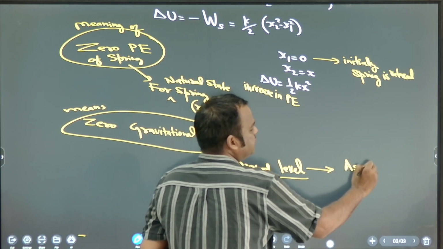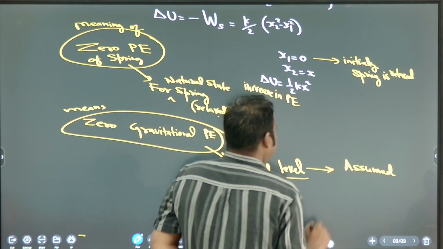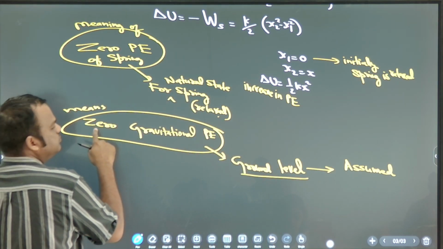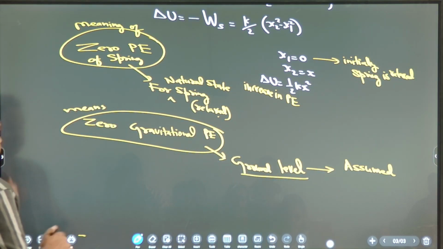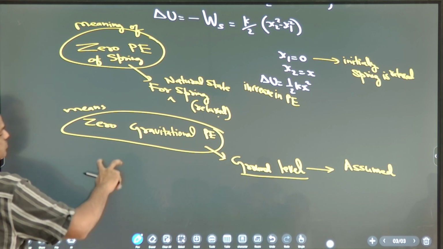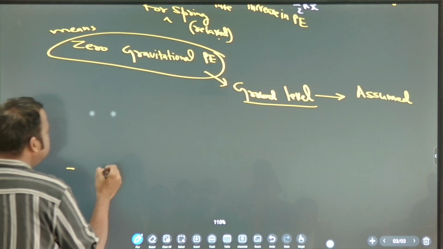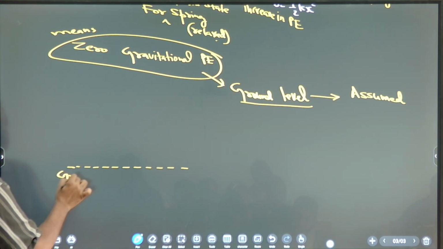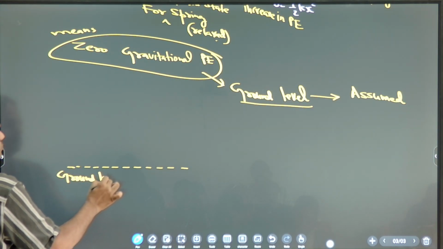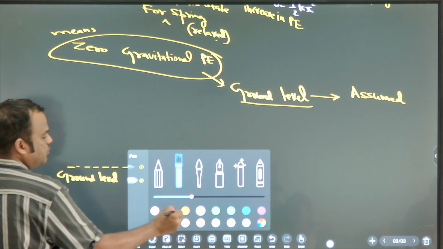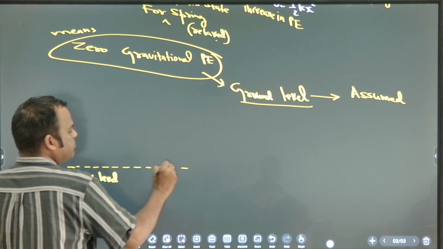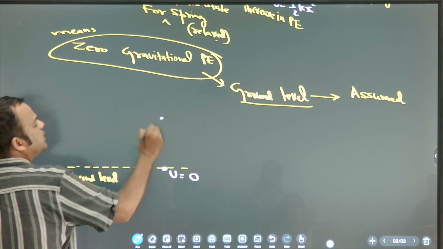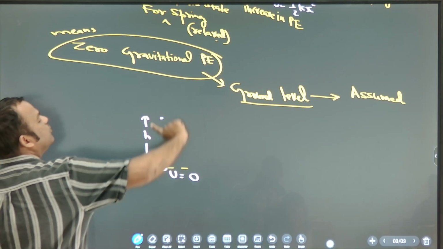It is assumed. Ground level is assumed. Ground level means what is the potential energy? Zero. So suppose this is the ground level. At this level, what is the potential energy? Zero. If you go to this level, h height, what is the potential energy here?